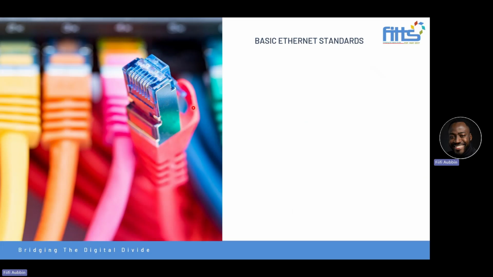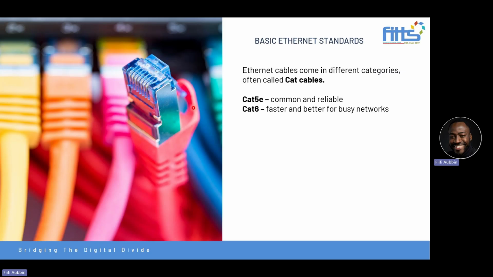Now let's look at the basic Ethernet standards. Ethernet cables come in different categories, which we often call the Cat cables. The common categories, this is just beginner awareness only. You have the Cat5e, which is common and reliable, and we've got a Cat6, which is faster and better for busy networks. You don't need to memorize these, just recognize the labels. Higher categories usually support faster speeds.